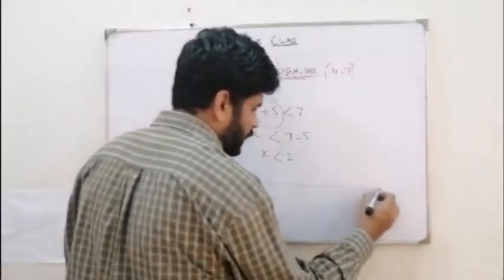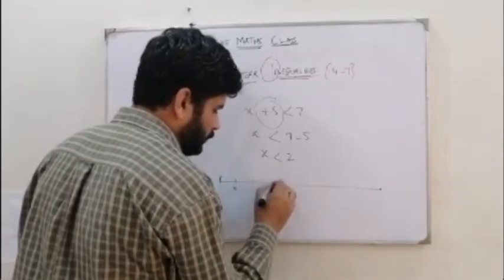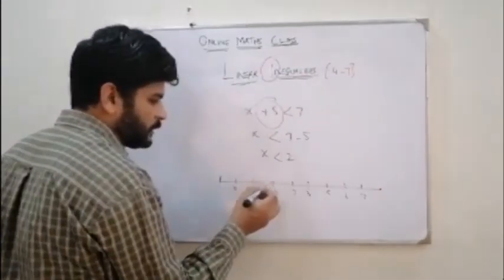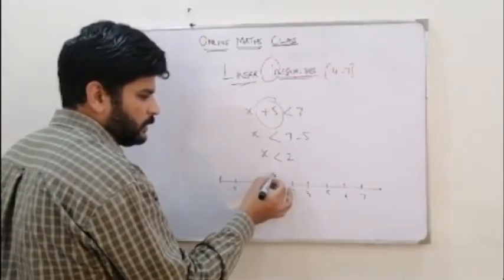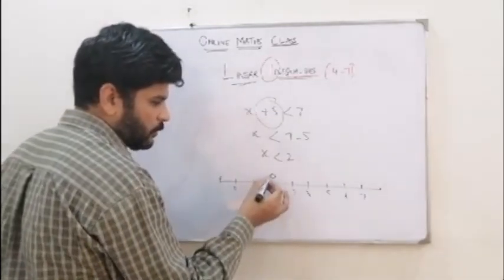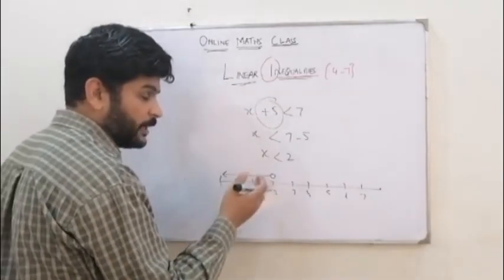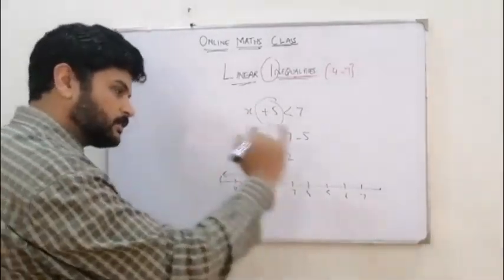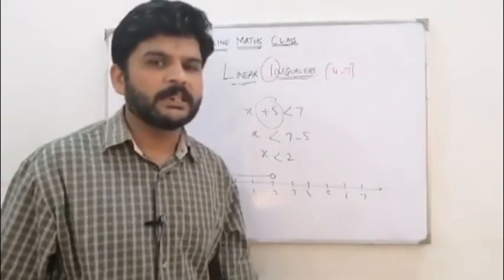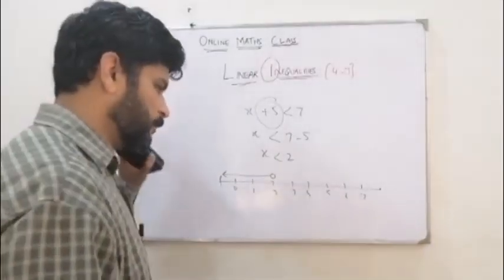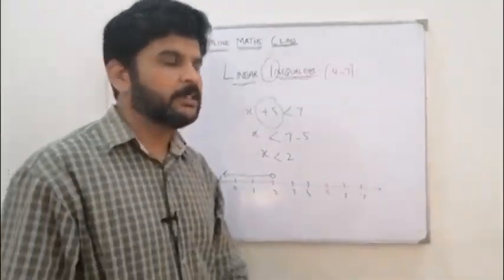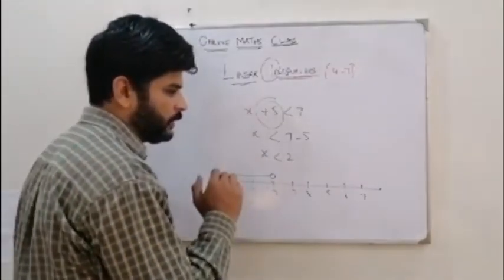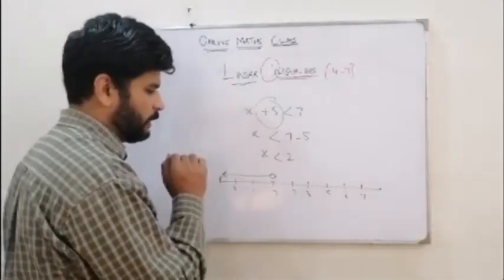So represent on a number line 0, 1, 2, 3, 4, 5, 6, 7. Since it's just a less than, I make a hollow circle. And I'm not giving the range till what number x is less than. So I'm going to make an arrow that goes on along the number line, till the minus signs and all the numbers in negative, right? So you can say it goes till infinity. So this is how you represent it on a number line, right?